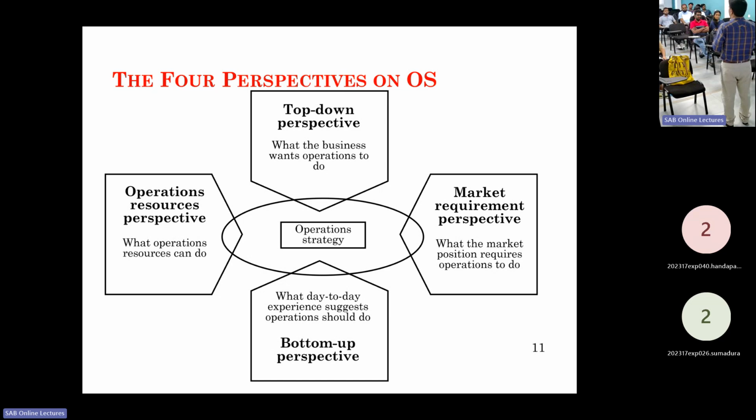Market requirement perspective on operations strategy. Very practical, very effective way. You know, market requirement, that is the marketing approach. Businesses are following the marketing approach to a great extent now. You've studied marketing, right? So in marketing, what happens? How are businesses expected to manage their business when they follow the marketing approach?